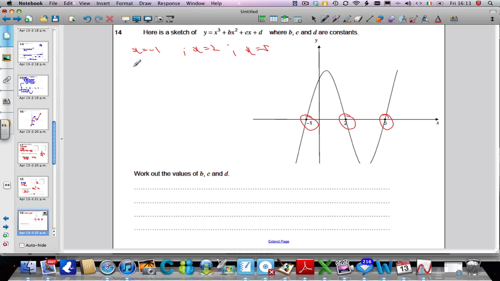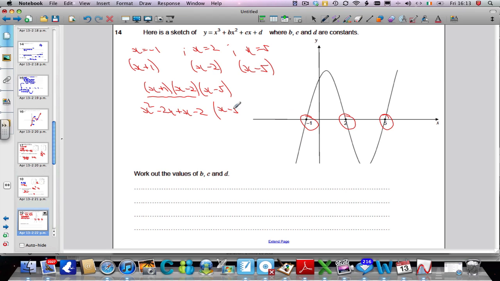Now, if x equals minus 1 is a solution, that means x plus 1 is a factor. And if x equals 2 is a solution, x minus 2 is a factor, and the third factor will be x minus 5. So I've got the three factors. If I multiply these all together, x plus 1 times x minus 2 times x minus 5, I'm going to work on these two to start and then multiply that in a second. So x times x, x squared, x times negative 2, negative 2x, 1 times x is x, and 1 times negative 2, negative 2. That has to be multiplied by x minus 5.